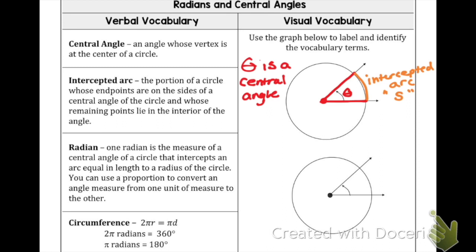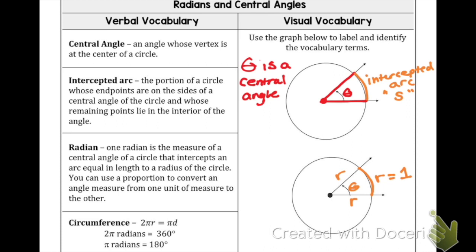And then a radian, so now here's new thoughts potentially. 1 radian is the measure of a central angle of a circle that intercepts an arc equal in length to the radius of the circle. So if this is a radius of r, and that's a radius r, and here's our theta, then this arc length is going to be equal to r also. We'll make it equal to 1.